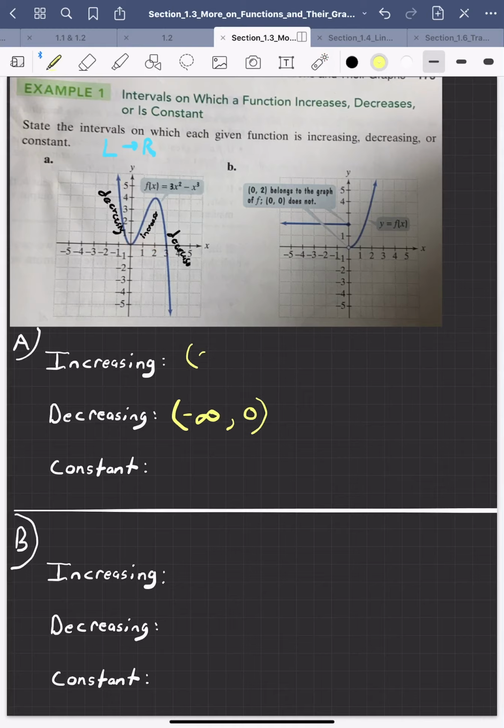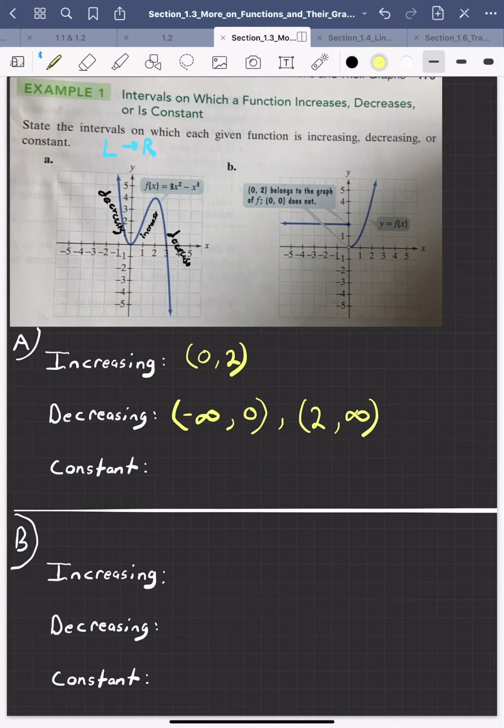So from 0 to 2, we are increasing. All right, and as soon as we get to 2, we start to decrease. And we just keep decreasing. So back to decreasing from 2 until positive infinity.